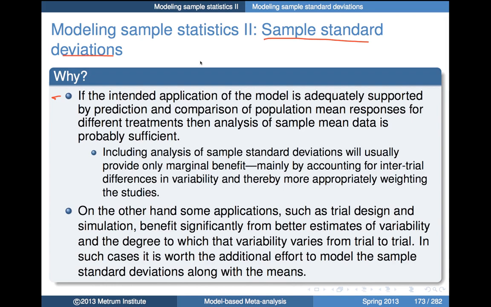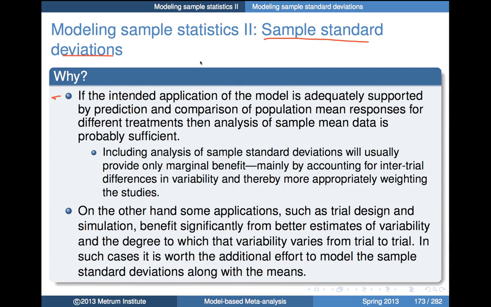So if you're basically trying to maybe compare the mean response to a new compound relative to comparators that are already in the marketplace, just looking at the mean data is probably adequate to address that kind of an application. But there's a comment here, that even then, incorporating the analysis of the observed sample standard deviations might provide some marginal benefit. In those cases, it's usually not going to make marked differences in your key inferences, but you get a little benefit by accounting for things like intertrial differences and variability.